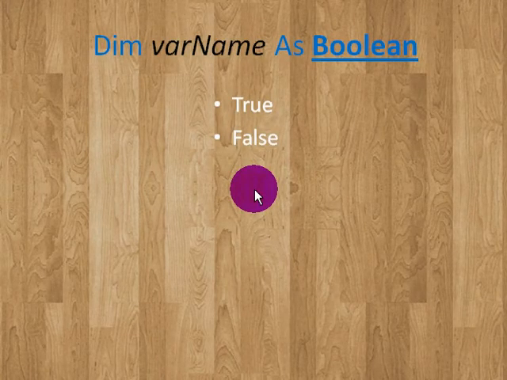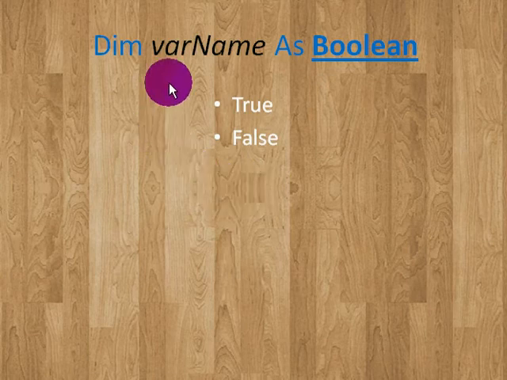In our case, the easiest is the Boolean. It has a value of either true or false. Literally, that's it. True, false. That's all that the Boolean deals with.